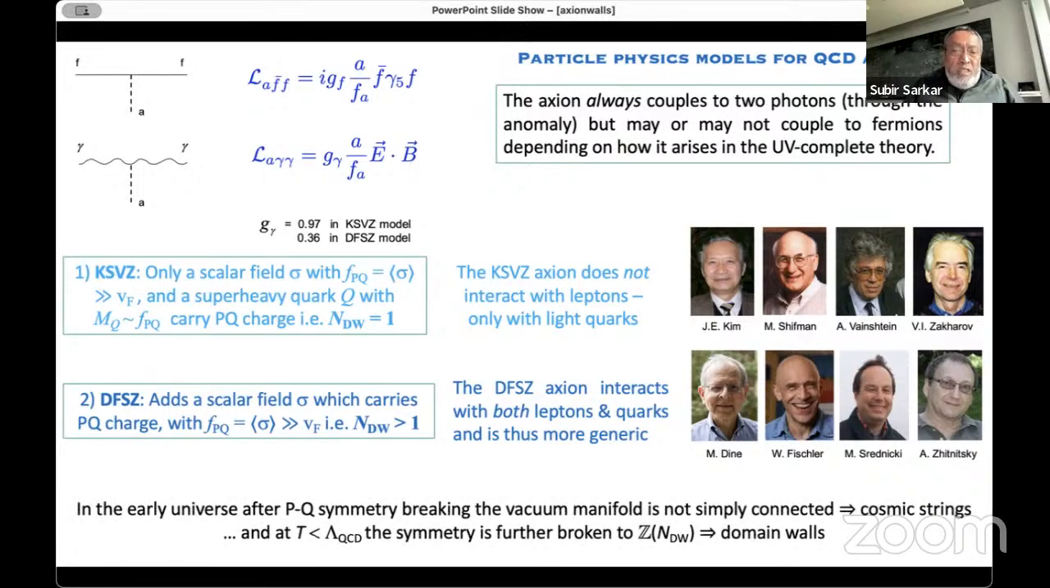Now, in the early universe, after Peccei-Quinn symmetry breaking, the manifold is not simply connected, and you can always form cosmic strings. But when the temperature drops down to T_QCD, then you can break the symmetry further to a discrete symmetry, Z_N_DW, where the argument is this number N_DW that I have given here. So for example, for DFSZ, N_DW is 6. And that would give rise to the creation of domain walls.